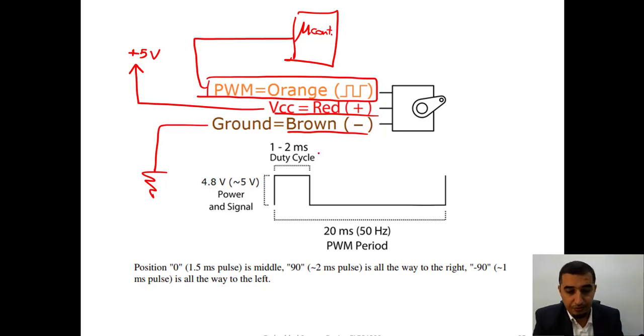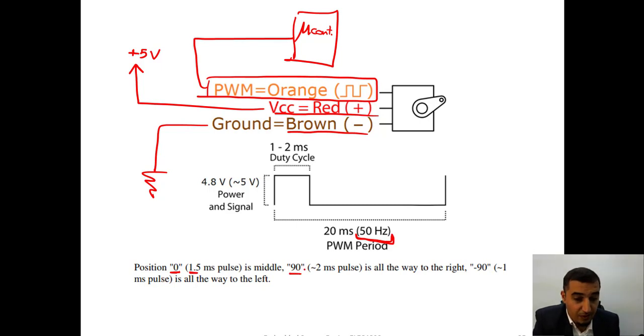Okay, now this is how it's done. It should be running at 50 hertz, which is around 20 milliseconds, and the duty cycle can be controlled. The duty cycle will control the position. For position 0 or angle 0, the pulse is 1.5 milliseconds out of the 20 milliseconds.